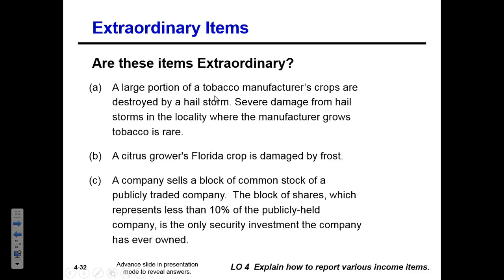A large portion of the tobacco manufacturer's crops are destroyed by hailstorms. Severe damage from hailstorms to the locality where the manufacturer grows tobacco is rare. Is that one extraordinary? It's rare.